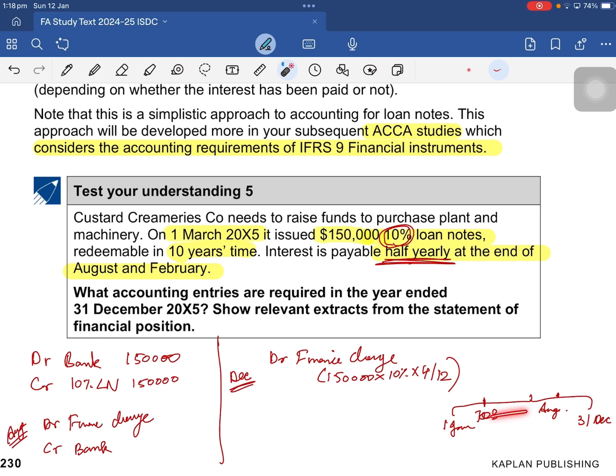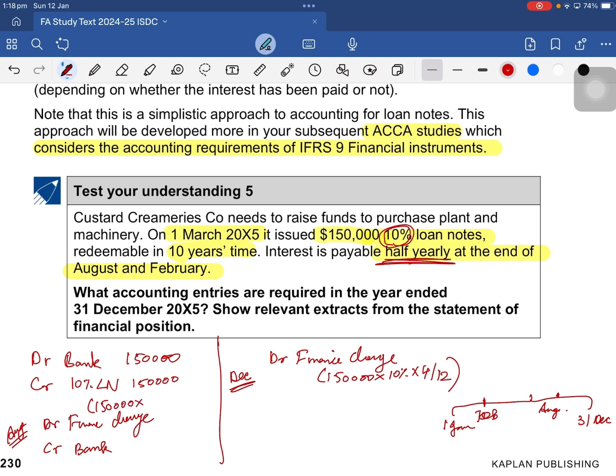So from February till August, one set of interest, and from August till January, another set of interest. That is the cycle. So what happens is that this year starts from January, but there is no interest that you pay in January. So you start from February, March, April, May, June, July, August. 7 months.